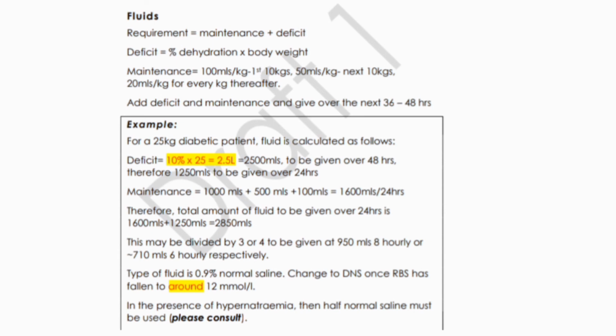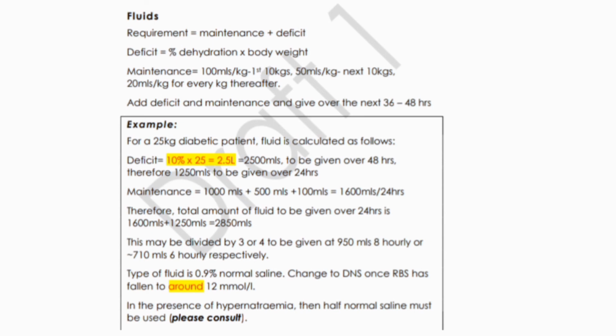Then the maintenance part, we do our 100-50-20 rule, where we get 1500 and 100. So we just multiplied the first 10 kg, the second 10 kg, and the last 5 kg. So we have 1600 mils per 24 hours. So we're just going to add 1600 mils plus the 1250 mils we had, which is what we are going to give over 24 hours.